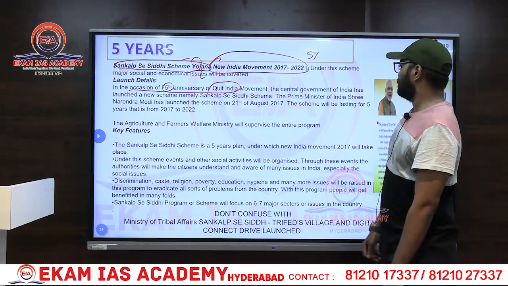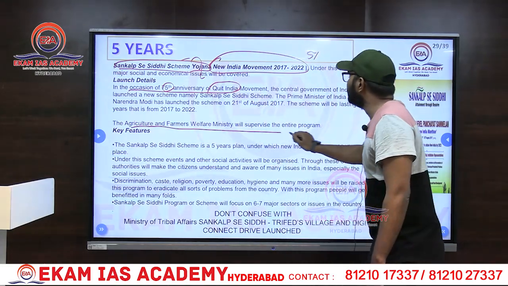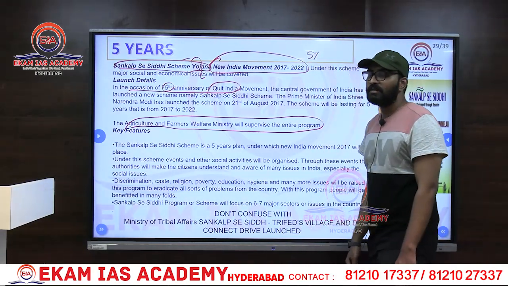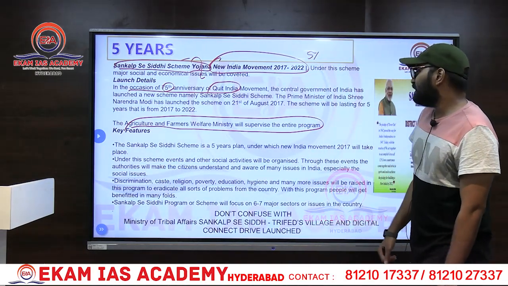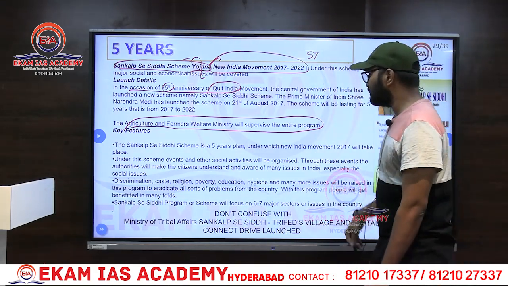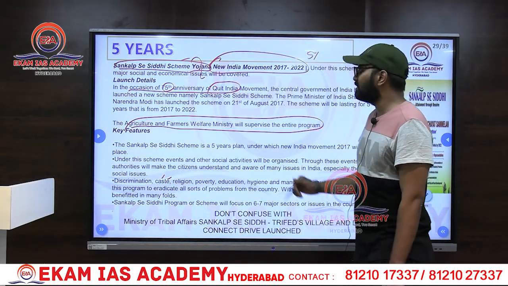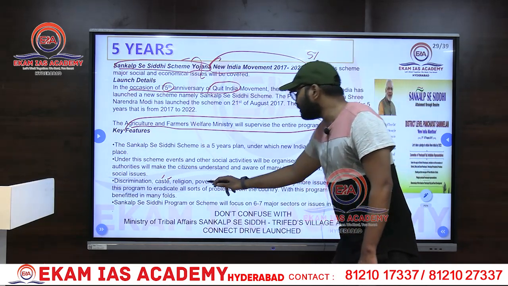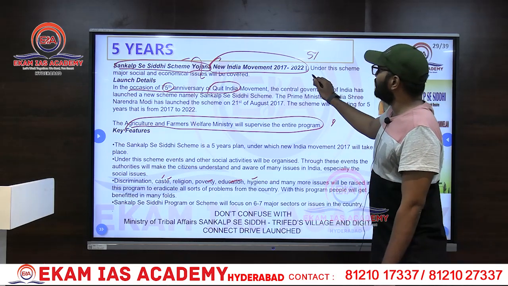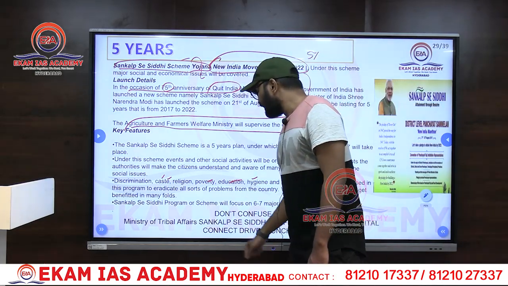Okay, new scheme. The key features: the Agriculture and Farmers Welfare Ministry will supervise the entire program. Which ministry? Sankalp Se Siddhi Yojana. Got it? Under this scheme, events and other social activities will be organized. So you need to focus on these things, something for development, for betterment. So this is the scheme by which ministry? Ministry of Agriculture.